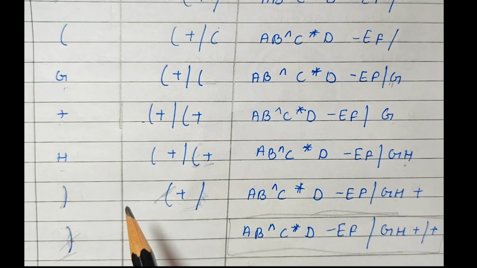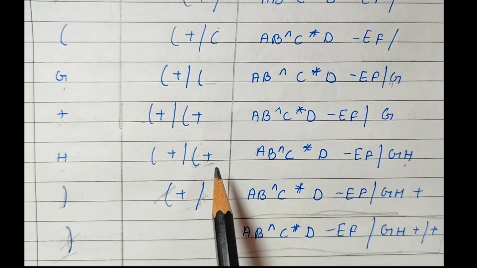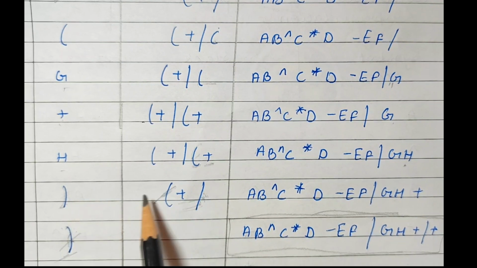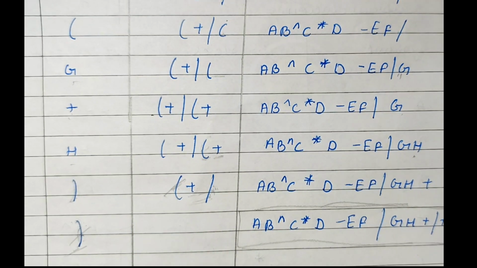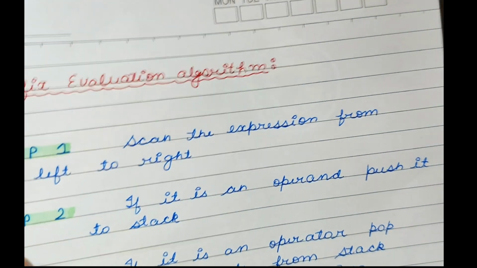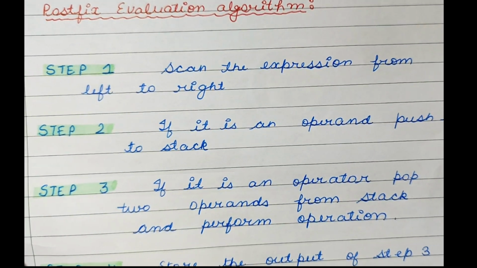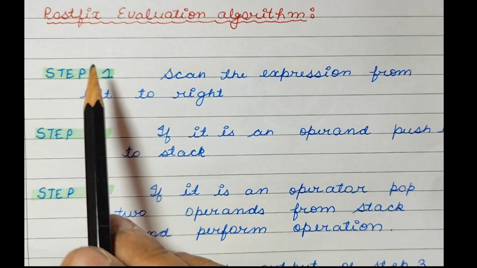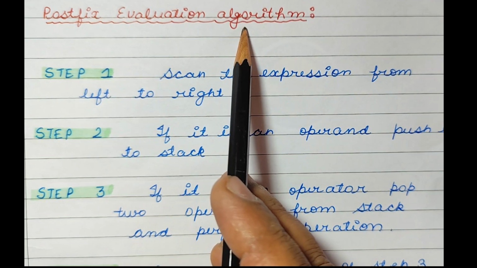And rule number 3 is, if a left parenthesis is encountered, push the left parenthesis inside the stack, and if a right parenthesis is encountered, pop all operators from the stack until the left parenthesis is encountered, and the left and right parentheses are cancelled after this. So all four rules are implemented. I hope all of you are clear about the conversion using the stack. Now I am evaluating a postfix expression.